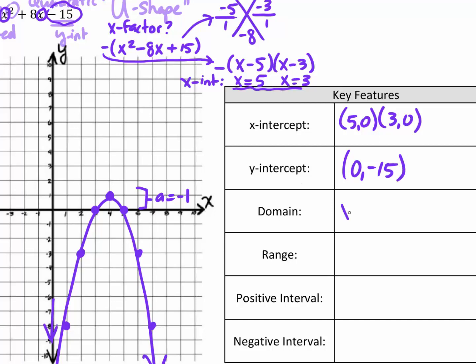My domain here, where does it live in this horizontal direction? Where are its x values? And so it keeps going left forever, just a little bit at a time. It also keeps going right forever, just a little bit at a time. And so this is going to be a function whose domain is all reals. It goes from negative infinity to positive infinity.